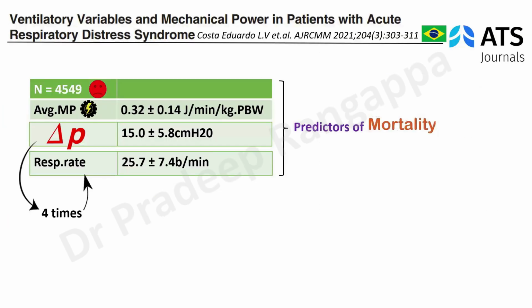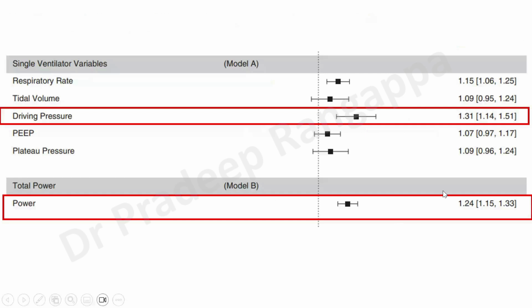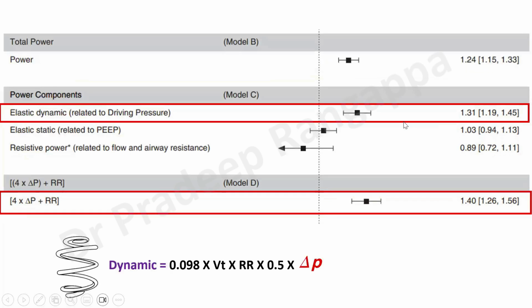And if you look at the forest plot, this is very important. If you see the driving pressure, the odds ratio was 1.31, statistically significant. But if you look at power, the odds ratio was 1 point something. So what it is telling you is, driving pressure is still a very good marker because the odds ratio is better than the mechanical power. And here I told you in mechanical power, there is an elastic component of the mechanical power. And here, as you see, they have looked at elastic dynamic and elastic static, and elastic dynamic had a maximum impact on the mortality, which was 1.31.